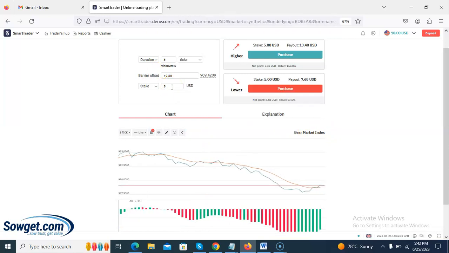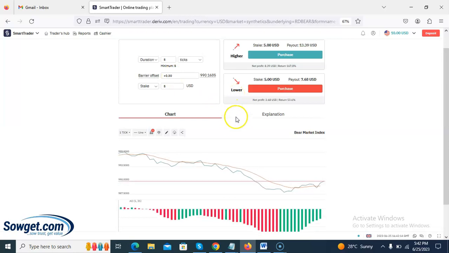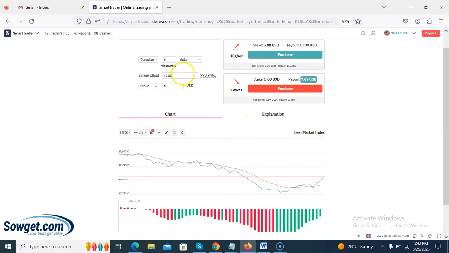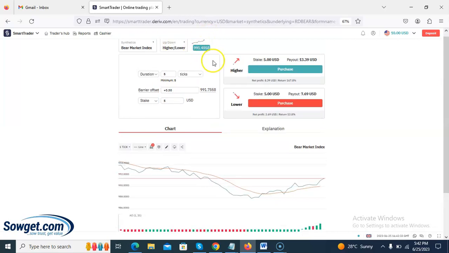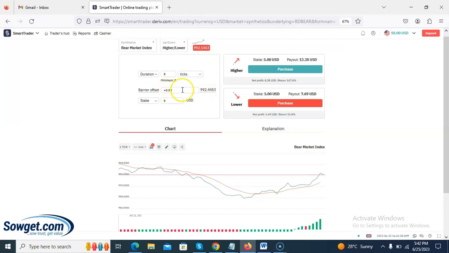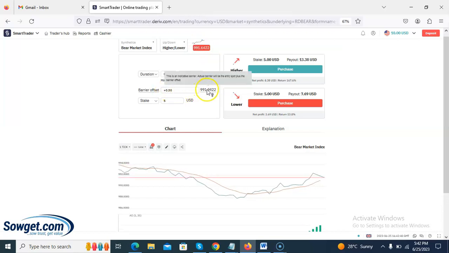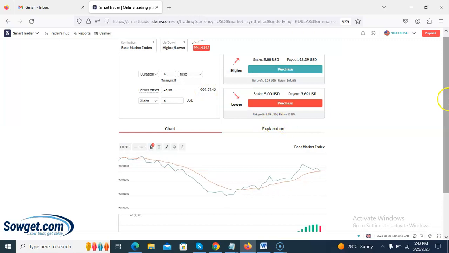Since our barrier offset is plus 0.3, we're going to be taking lower. We're just going to tell the market that it is going to go lower after 5 ticks based on our barrier offset. This is the current price of the asset, and this is the price of the asset in addition with our barrier offset. This is the price that we'll be predicting the market will remain below after 5 ticks, so we can make profit.